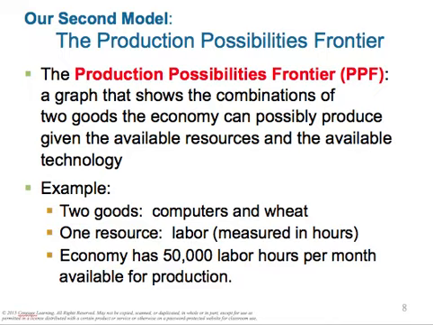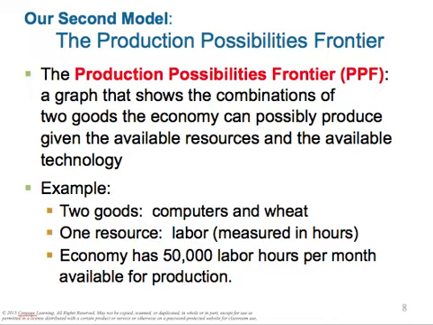Now, our second model is the production possibilities frontier, a lot of times abbreviated by PPF. It is a graph that shows the combinations of two goods the economy can possibly produce given the available resources and the available technology. So remember, we're using a very dumbed down example here. We have two goods in two countries. So they can produce more of one good and less of another, and vice versa.